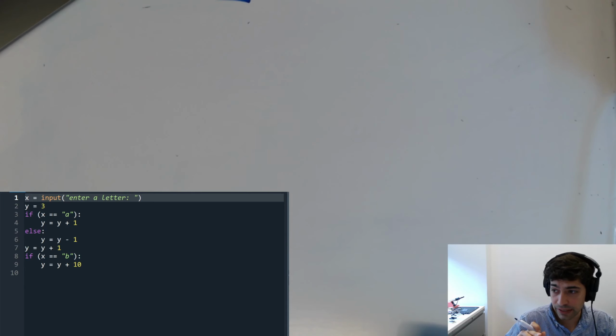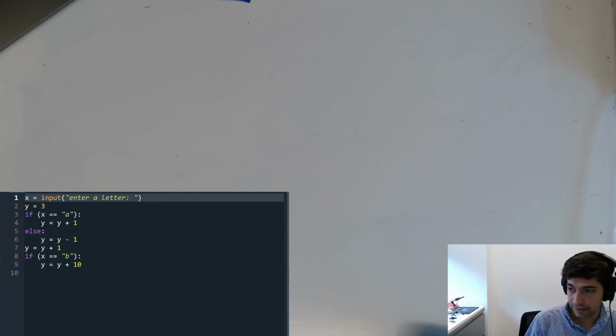This code says if you input a letter, then first we're going to ask the user to input a letter that will become X, and then we say Y equals 3. And if the letter that the user inputted was A, then Y is going to be incremented by 1. Otherwise, Y is going to be decremented, and then Y is going to be incremented by 1. And then if the letter that was inputted was a B, then we're going to increment Y by 10. So this is the basic plan.